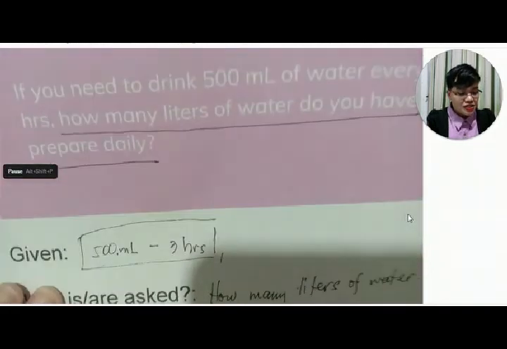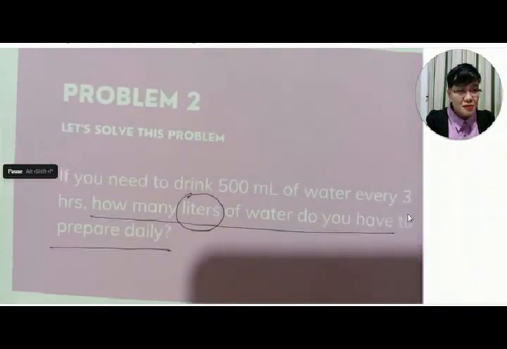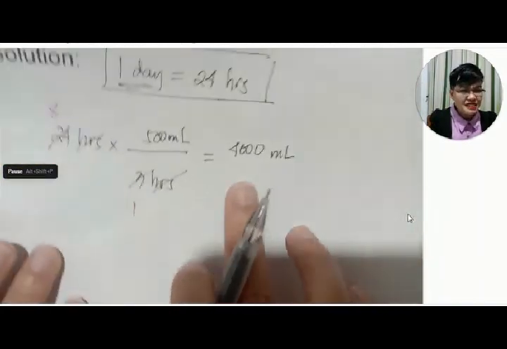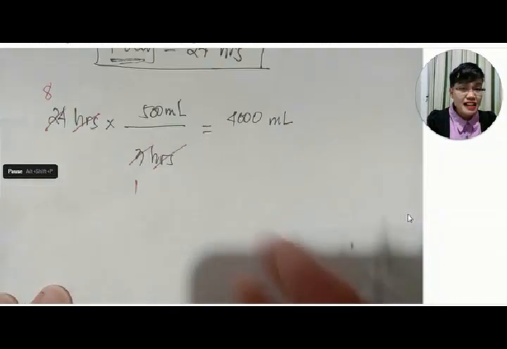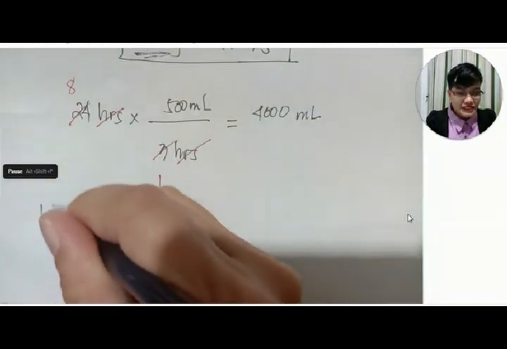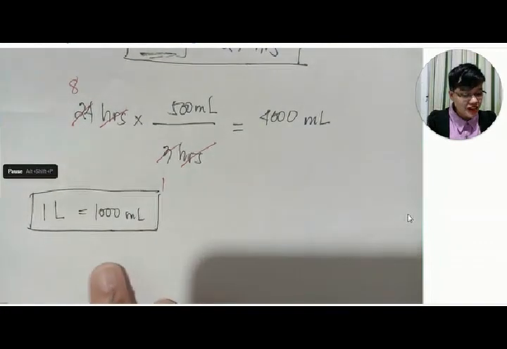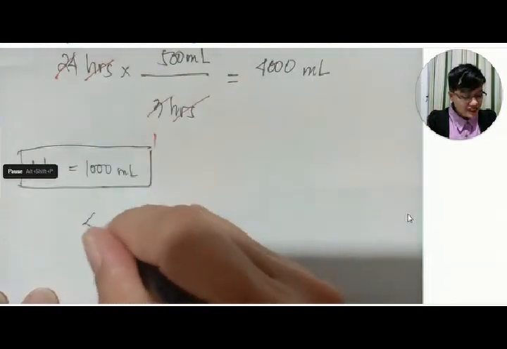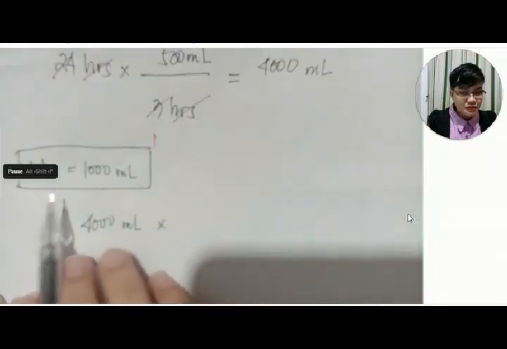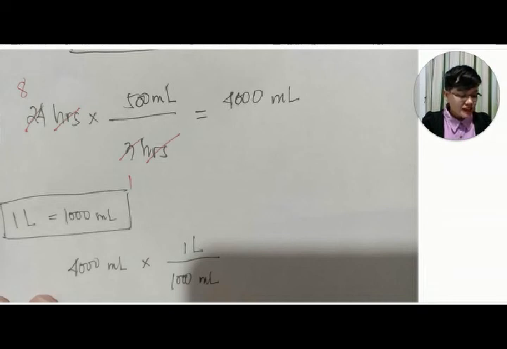But the question again is in liters. How many liters? What we solved for is only in ml, or milliliters. So we still have to convert with the knowledge that 1 liter is equal to 1,000 ml. Now we are going to use this conversion factor with our answer a while ago. So given your 4,000 ml, multiply that with this conversion factor. We make sure that the denominator bears the same unit as in the given. So 1000 ml is our denominator, you can see that, and our numerator is 1 liter, simply because we want to cancel out.